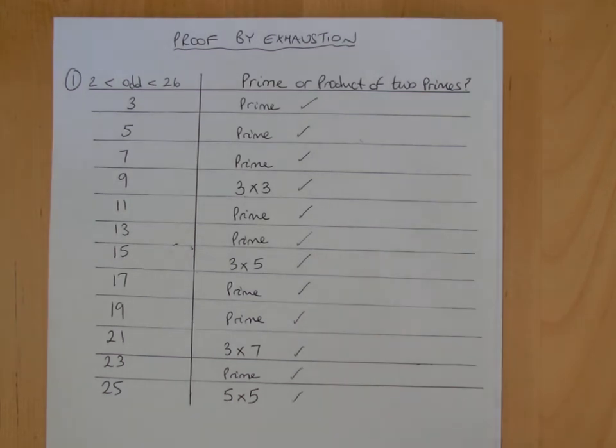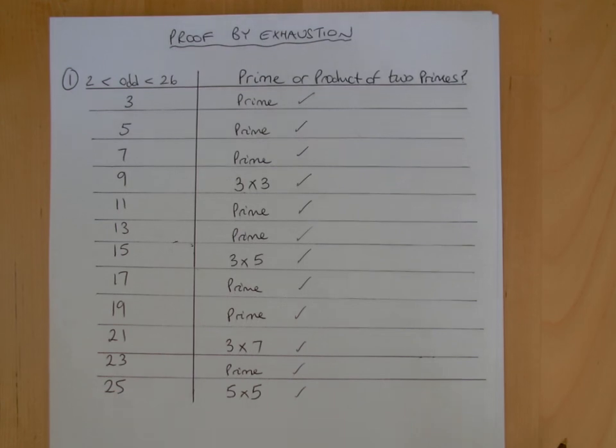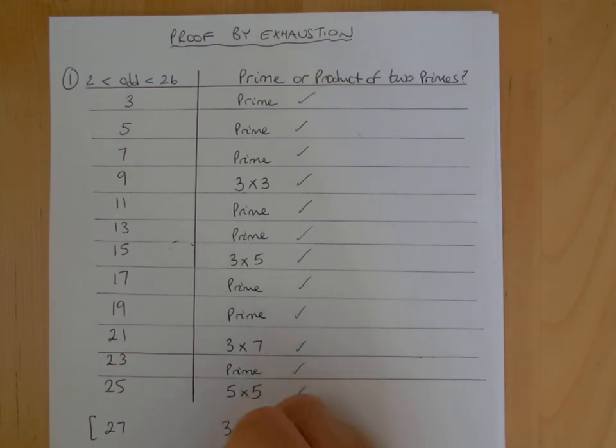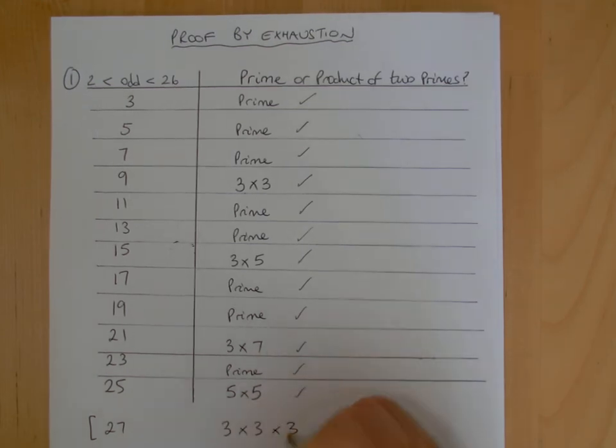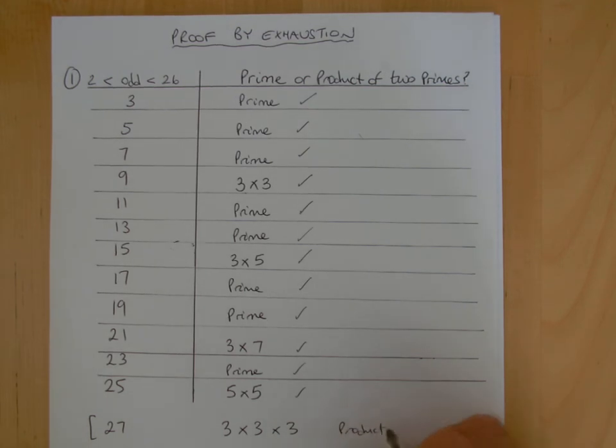Now, it got me asking the question, well, we've proved it here, so why have they said between 2 and 26? What's wrong with 27? Maybe 27 doesn't work. So maybe we'll do this in brackets, because we don't need to do this, but when you check 27, well, 27 isn't prime. If you think about 27, the prime factorization of that is 3 times 3 times 3. Well, that's the product of 3 primes.